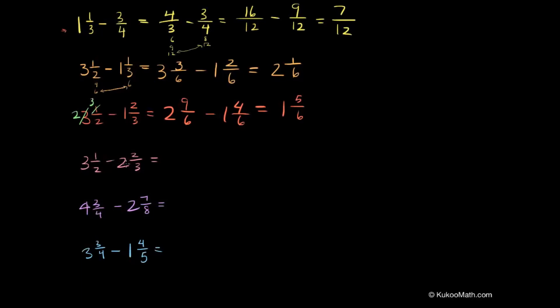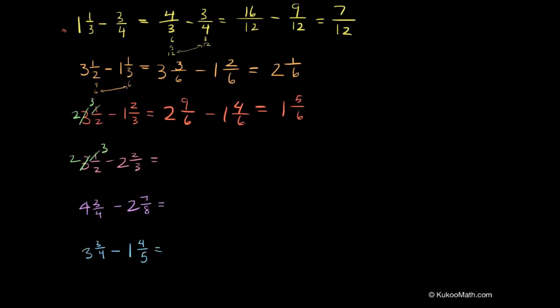3 1/2 minus 2 2/3. So our first step is to see that, okay, we also can't just subtract the fractions. So we're going to have to borrow again. What you can see here is that we should be able to borrow. So let's cross this out, and it becomes 2. This becomes a 3. So now we have 2 and 3/2 minus 2 and 2/3.